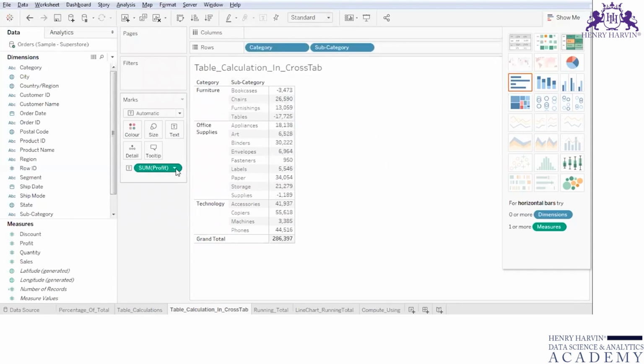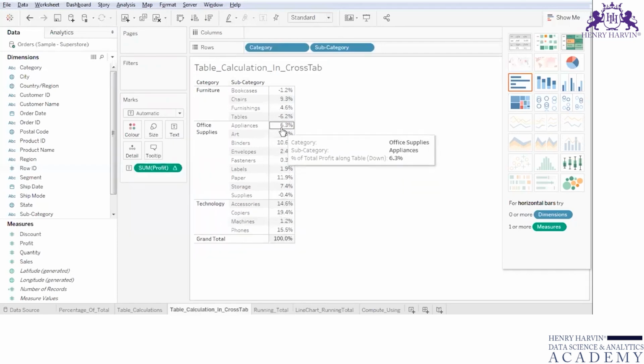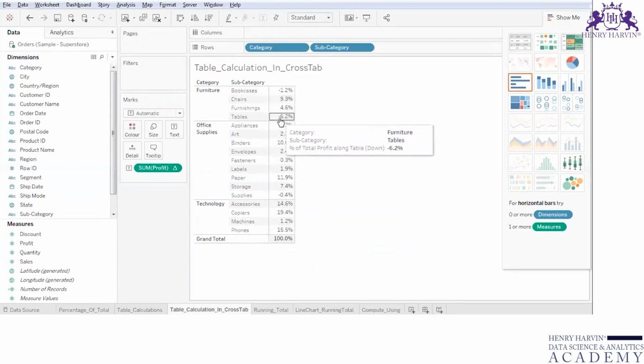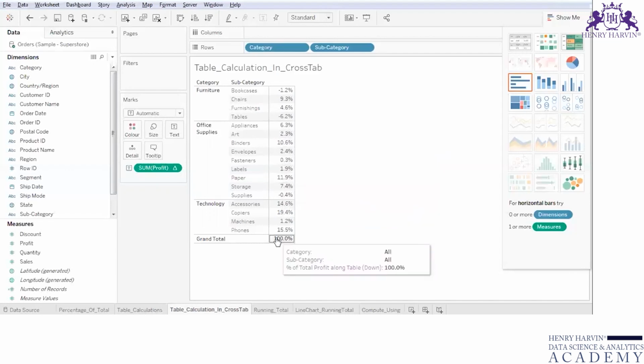So what I'll do, I'll go into sum of profit, I'll click on the drop down, I'll go to the quick table calculation and say show it to me as percentage of total. So it's showing me as percentage of total over here. Along with this, I am getting the percentage of profit contributed by each subcategory in the total profit, and the highest profit is being contributed by copiers, and the minimum profit, or I should say the losses, are coming from tables and bookcases and also supplies.